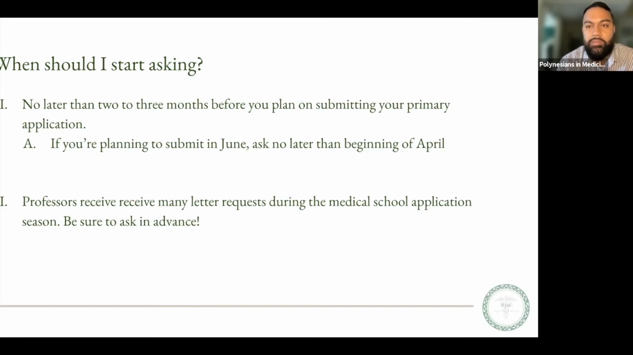The reason for that is professors or whoever you're asking are busy with their own jobs and have a lot of other responsibilities and a lot on their plate. So you want to be sure to give them enough time out of courtesy, but also for them to be able to write a strong letter and really give time to think about how to write the letter so that it's specific for you. If you ask them and give them just a couple weeks, then it may just be a generic letter and may not be as strong as what you're looking for in your application.